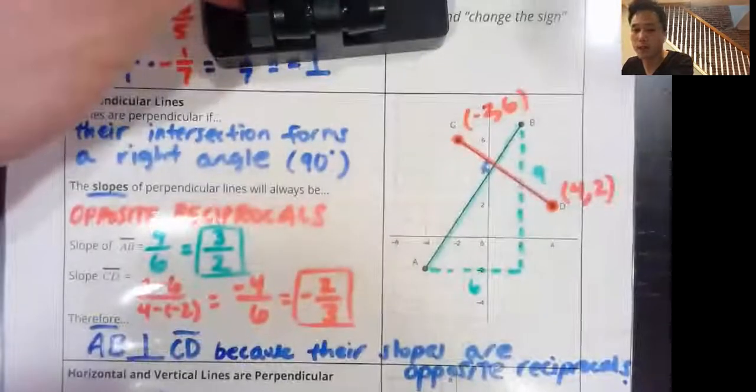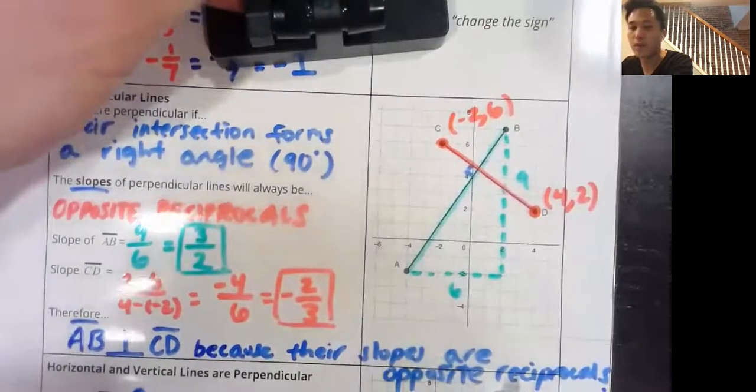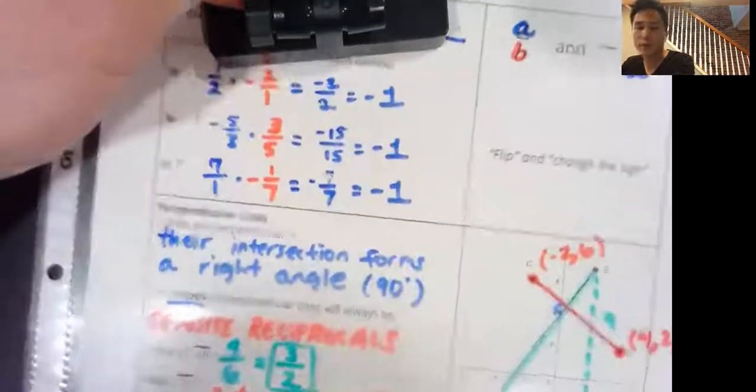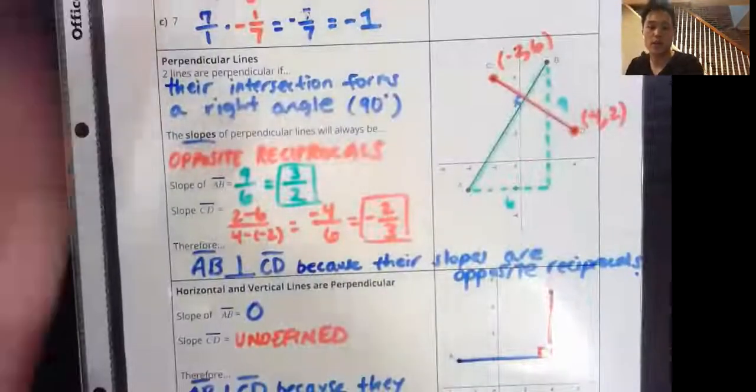But normally, you can prove that two lines are perpendicular by proving that their slopes are opposite reciprocals. Okay, that's what you're going to use for today's classwork.